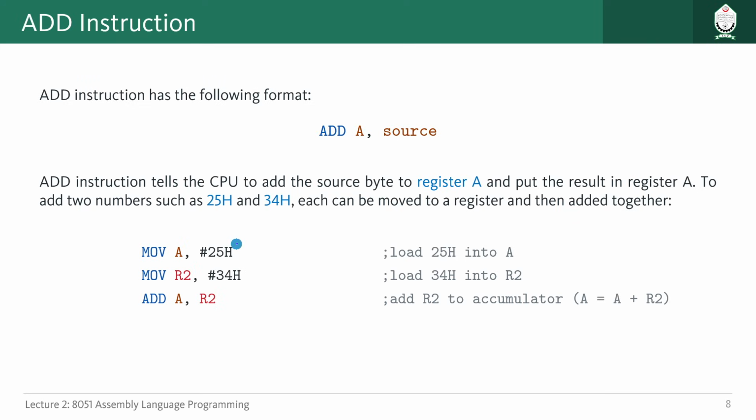So here in this example you can see we are trying to add two values. What we have done is first move the first data 25H onto register A, then move another value onto another register called R2, then add R2 with the value of A. So finally the addition of 25H plus 34H will be saved onto register A. The result I think should be 59H, right?